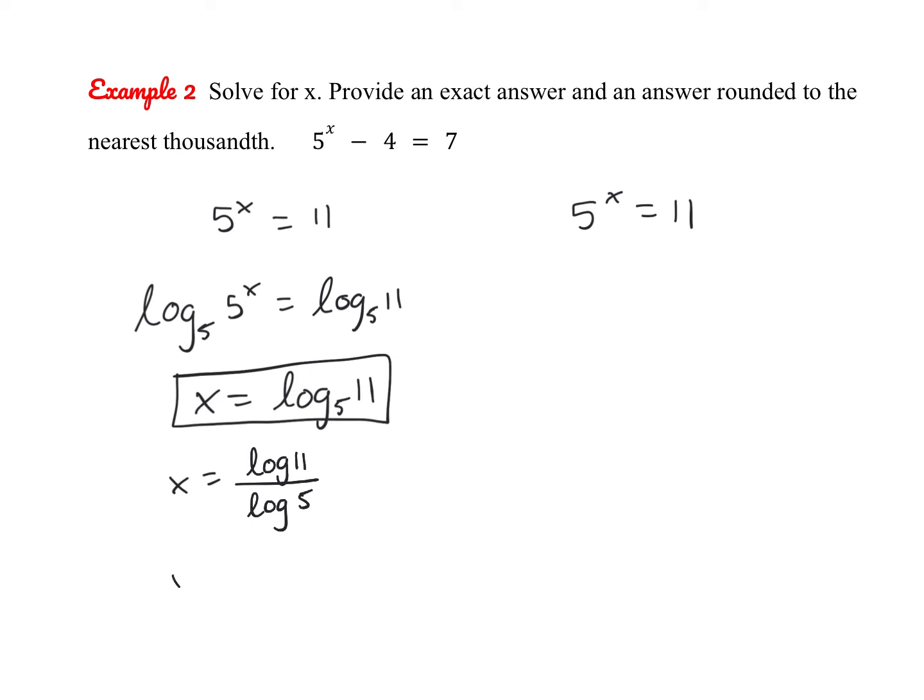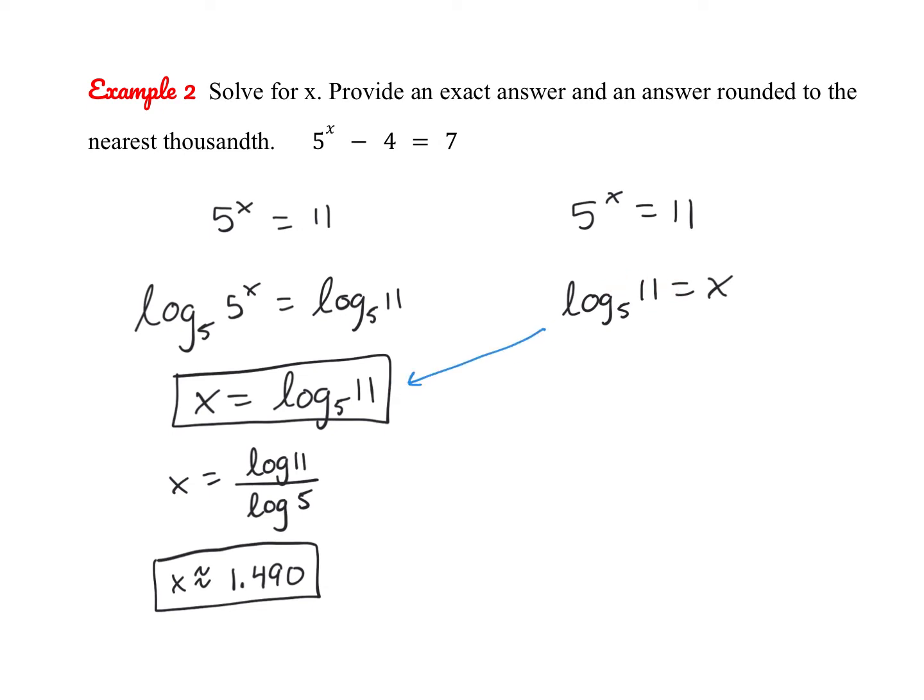And we should get approximately 1.490 if you round properly. Now again, another way of doing these is to rewrite it directly into a logarithmic equation. So I see the base is 5 of 11 equals x. So you can see if you do that, it actually gets you straight to the solution, which is what we got here.